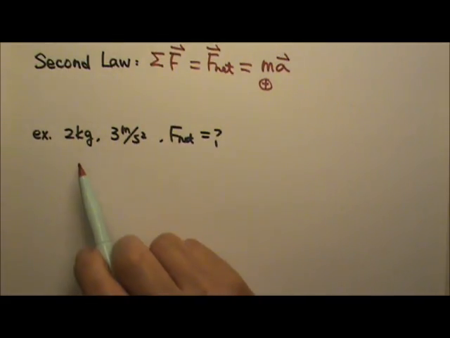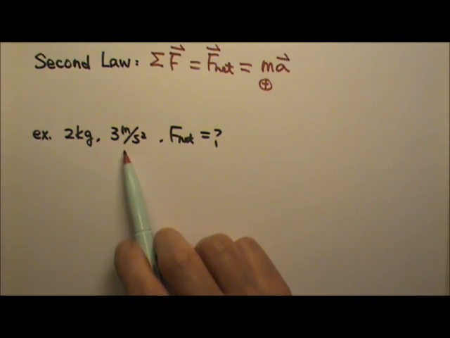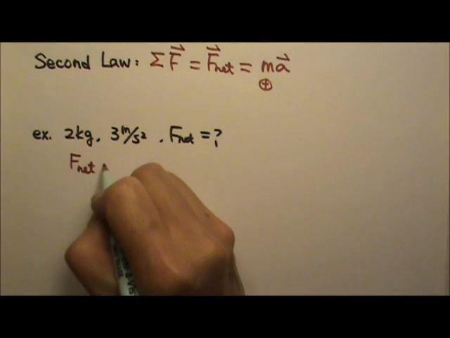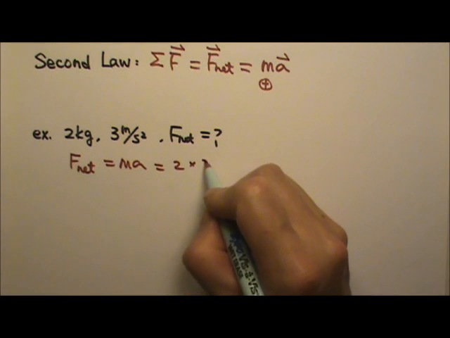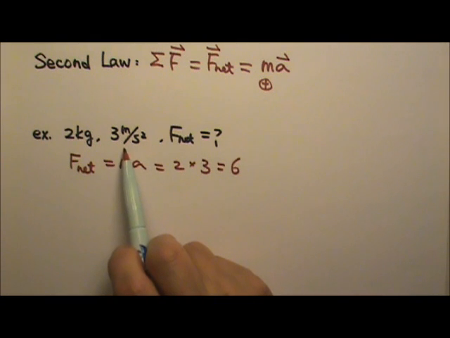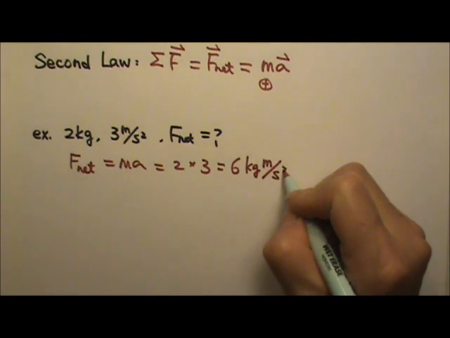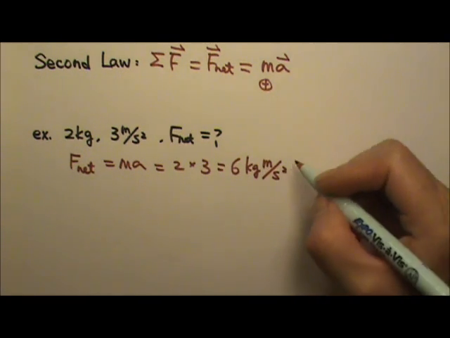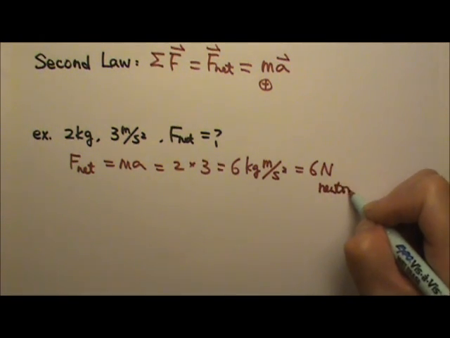Now let's look at this example. If you wish to provide a 2 kilogram object a 3 meters per second squared acceleration, how much net force is needed? Since the net force equals ma and the mass is 2 kilograms, the acceleration is 3, I'm going to get 6. Since we're multiplying the kilograms by the meters per second squared, I'm going to get 6 kilograms times meters per second squared. This is the standard unit for force. And we give it a special name, we call it newtons. So this will be 6 N for newtons.